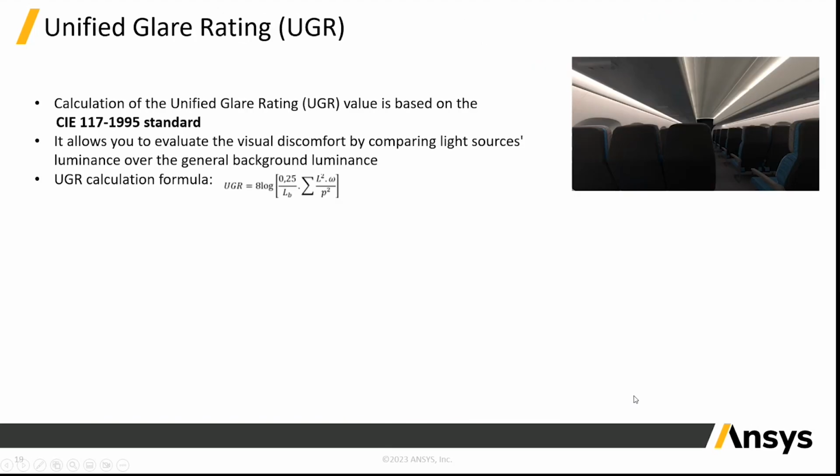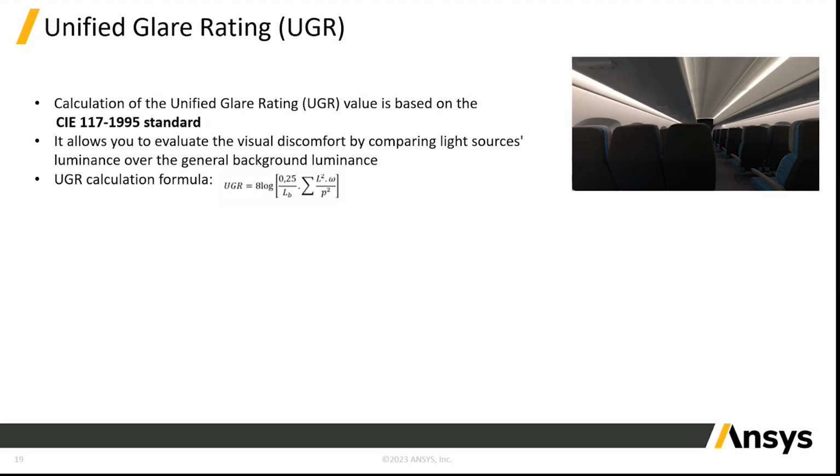Okay, also important to check the discomfort glare in interior lighting. And the unified glare rating value, UGR, is based on the CIE 117-1995 standard. And the principle is to add up all light sources luminance and compare this value over the general background luminance. So an observer's eye will be more easily dazzled by a light if the background luminance is low.